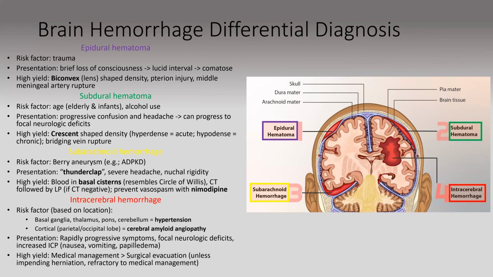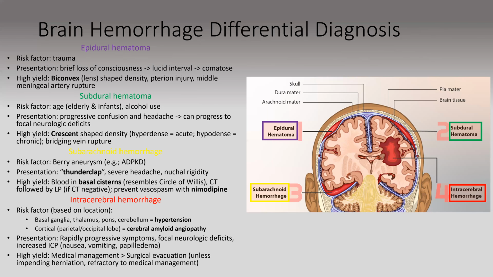Moving on, we have subarachnoid hemorrhage now. So the classic risk factor are berry aneurysms. It's not the only risk factor, but this is the one they test on exams. So autosomal dominant polycystic kidney disease is a risk factor. It causes berry aneurysms. So the classic presentation is a thunderclap, severe, worst headache of my life.